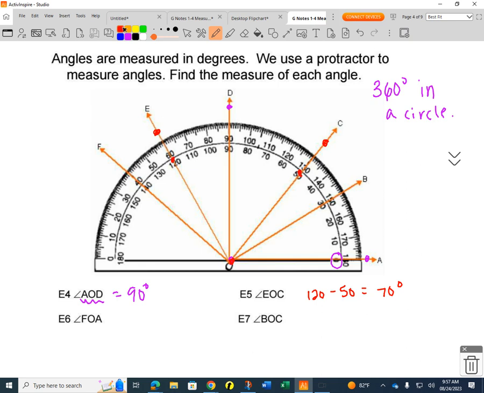Let's look at FOA. Can anybody tell me how many degrees are in FOA? FOA.